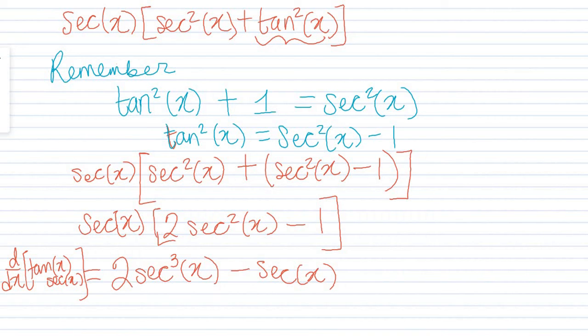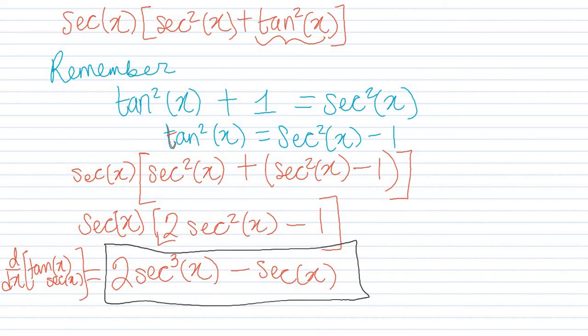But I would advise you, just out of making your work neater and more compact, since we're dealing with trig, this 2 secant cubed x minus secant x is actually a lot simpler. That's just the truth. So yeah, that's basically how you solve and how you derive tan x multiplied by secant x.